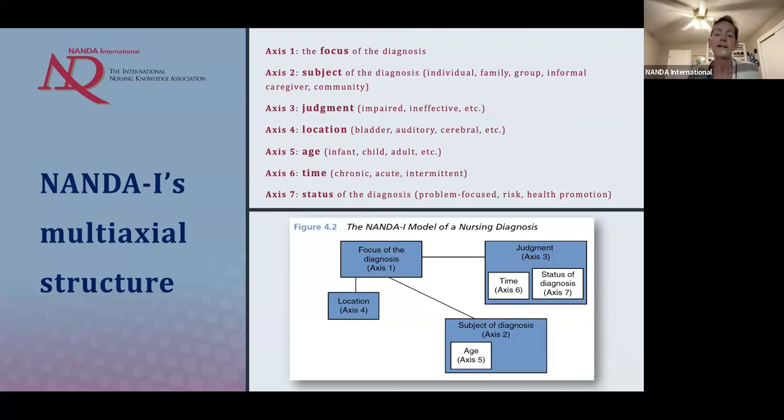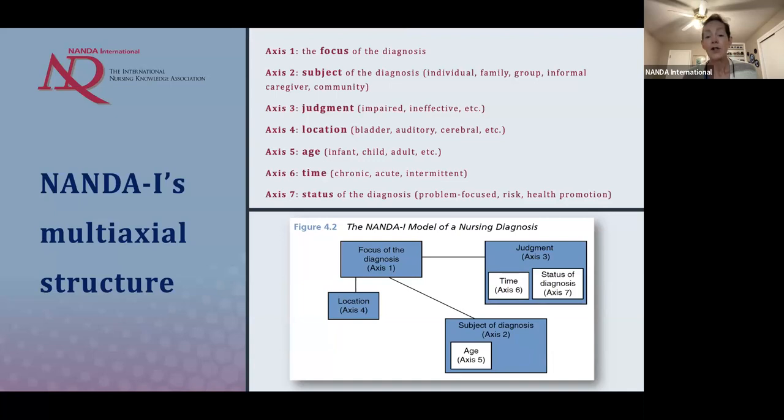Our fourth axis is location. So this currently is things such as bladder, cerebral. This is one of the axes that we've often had confusion around because there's a variety of levels of granularity in our current location axis. So we'll talk about that a little bit more.